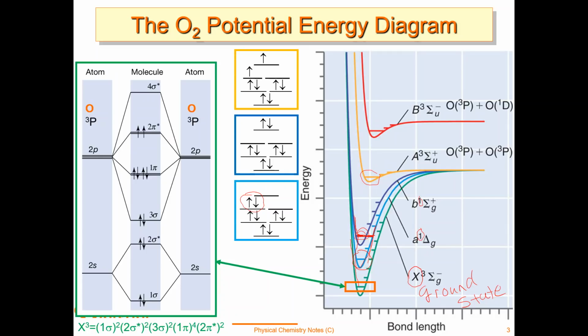And so it can just slide right on over onto this light blue state and then get a little bit lower in energy and make its way down to here. So internal conversion is swapping potential energy surfaces.